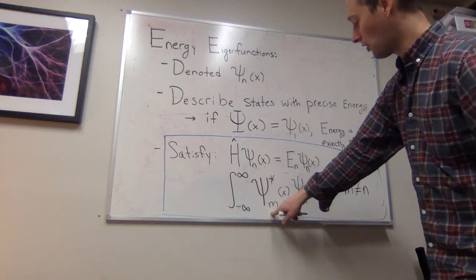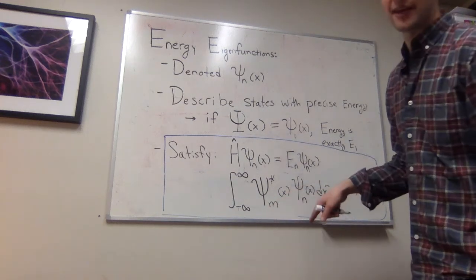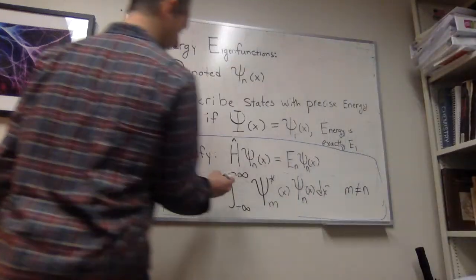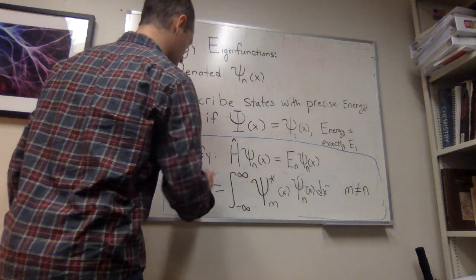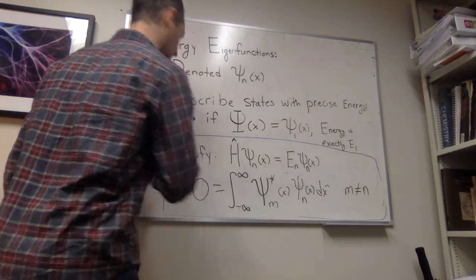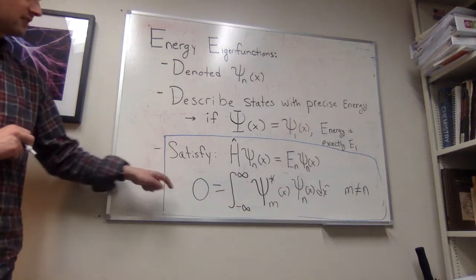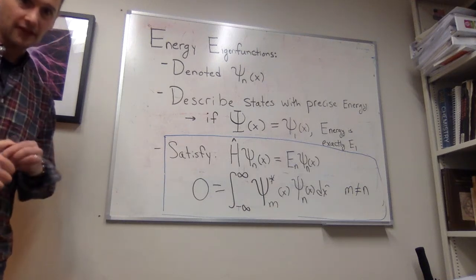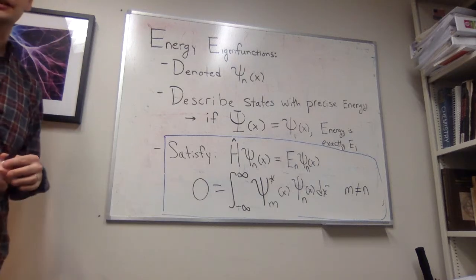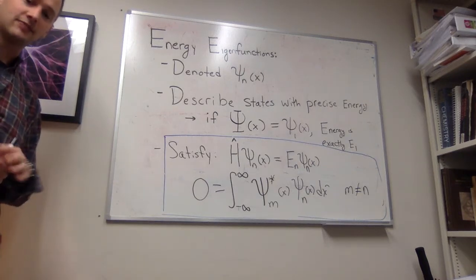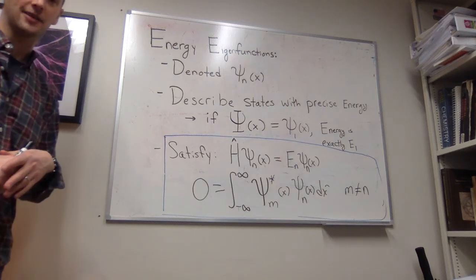So this could be 1 and 3, 1 and 2, 5 and 6, it doesn't matter. Any pair of energy eigenfunctions which are not the same, integrated over all space, will give you 0. Those are the mathematical rules that the energy eigenfunctions obey. Knowing those rules and applying them is the key to being able to compute the expectation value of energy, which will be the subject of the next video.